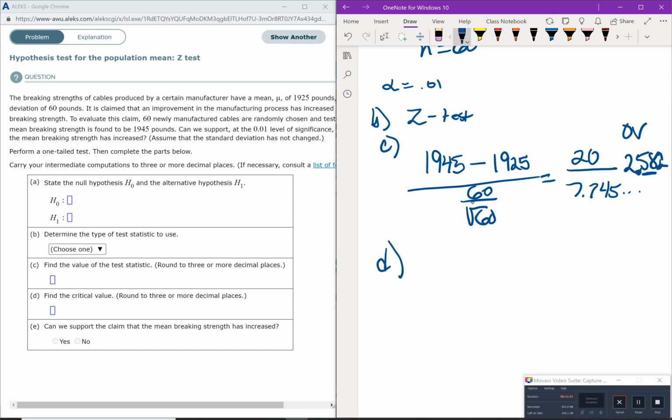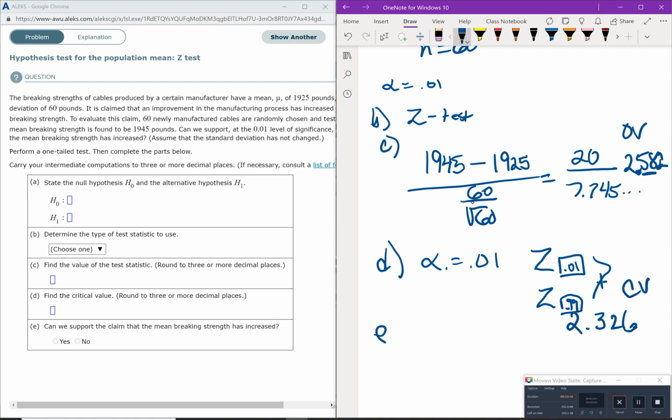In part D, the CV, this is what we look up. So we're looking up an alpha equal to 0.01. So we're going to use in our ALEKS calculator a 0.01 in here, or a z with a 0.99. Remember, it's greater than, so we're going to take the positive value, and this value should give you 2.326. This is your CV.